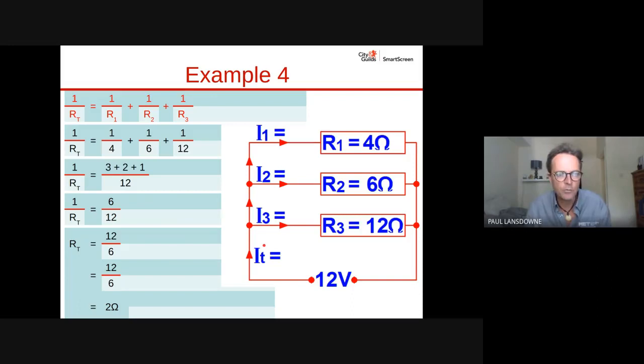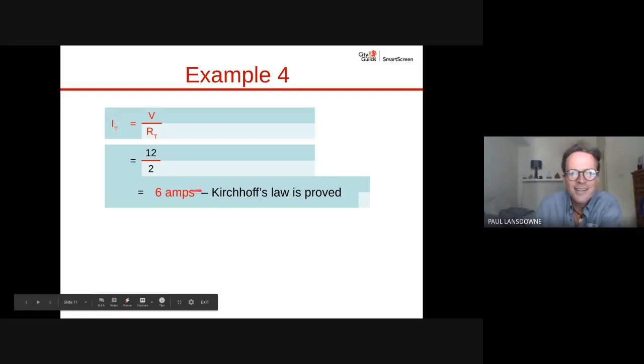So this is a different example. What we have to do here is, first of all, work out the total resistance of the circuit. We add them all together. So we have a common denominator of 12. So we have 3 over 12, 2 over 12, and 1 over 12, which gives us a total resistance of our circuit of 2 ohms. So by using Ohm's law, we have 6 amps flowing through the circuit.